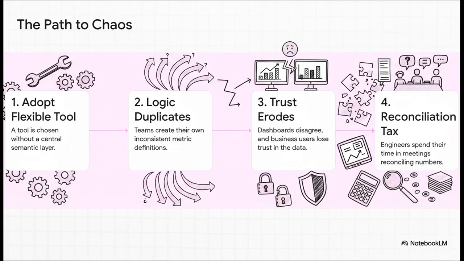Step 1, everyone's excited about the new, flexible tool. Step 2, metric definitions start to drift apart. Step 3, the inevitable "why don't these numbers match" meeting with leadership. And Step 4, trust in the data is completely shot, and your best people have become glorified data accountants.